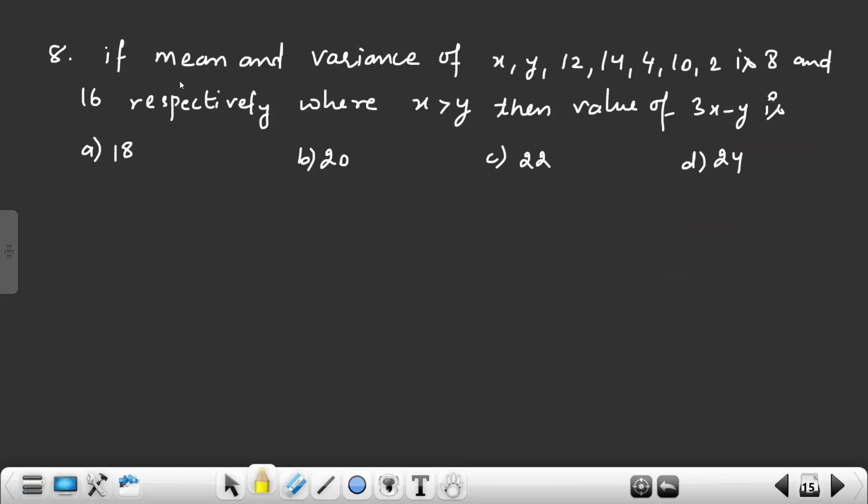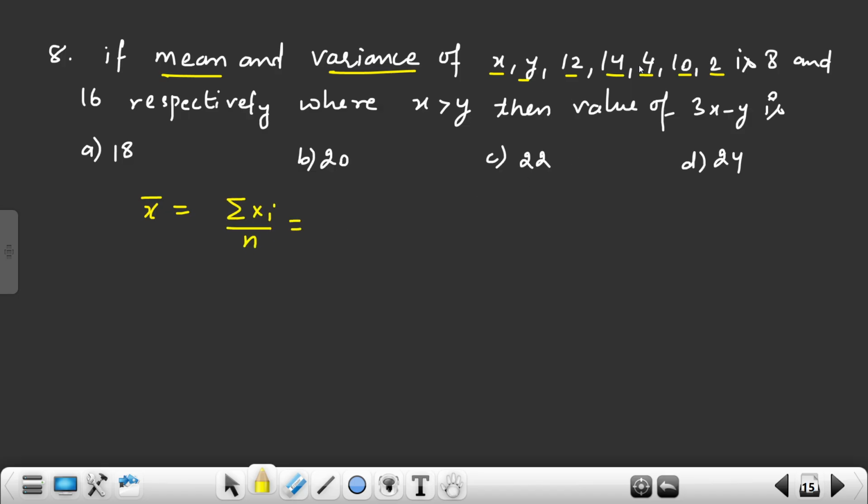That was a very small question. Now statistics, mean and variance. So how much data is there? How many terms are there? 1, 2, 3, 4, 5, 6, 7. So 7 observations, mean is 8 and the variance is 16. x is greater than y. Okay. And we have to find 3x minus y. Let's find mean. What is the mean? Mean is sigma xi by n.